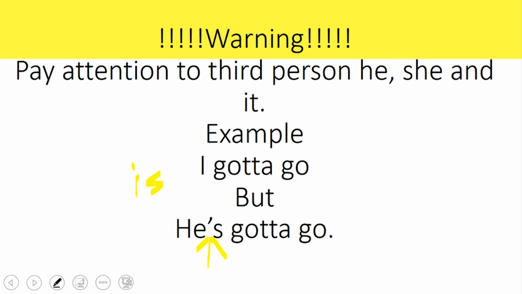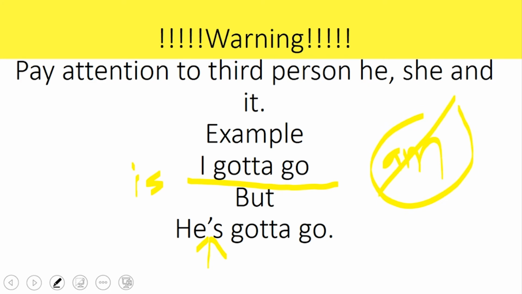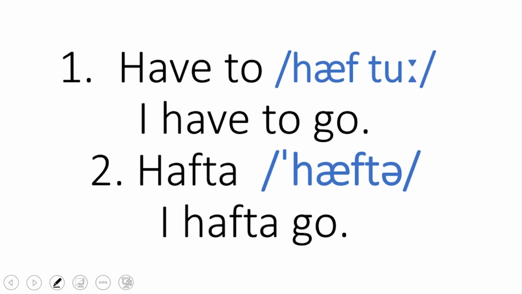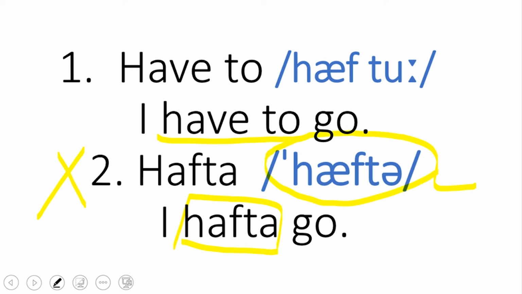But with I and you, you do not need am. So, there's no need to have am. And our last example is have to, or as we like to say, hafta. Have to is the formal way of saying this word. I have to go. But this also sounds a little bit strange. We prefer to say hafta. So this example is the most common. I have to go. And also, this is not correct spelling. This is just what I've written. You must spell it this way, but we pronounce it like this. Hafta.